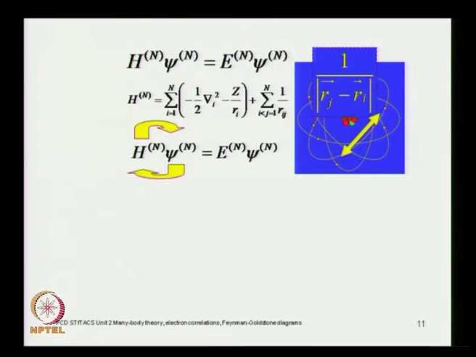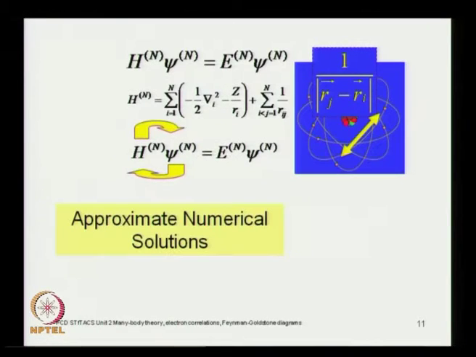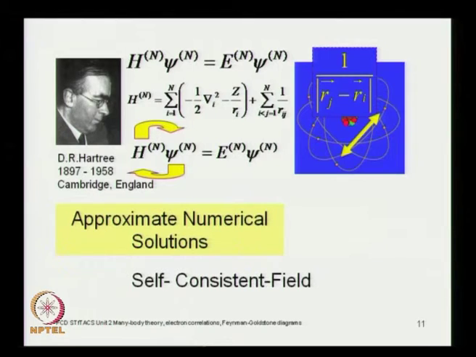So you need the probability densities, which can come only from the wave function. So you need the wave function even to construct the Hamiltonian, and unless you have the Hamiltonian you cannot set up the differential equation at all. So this is a Catch-22 situation, and to break it you follow Hartree's procedure and have approximate numerical solutions in which you obtain self-consistent field solutions.